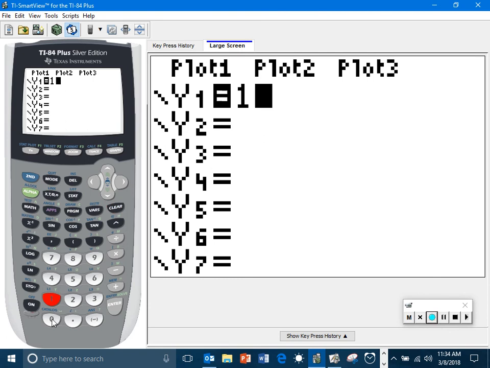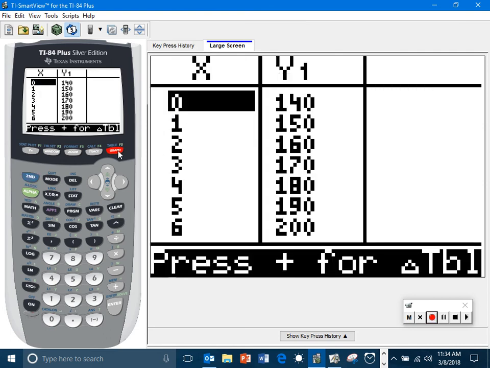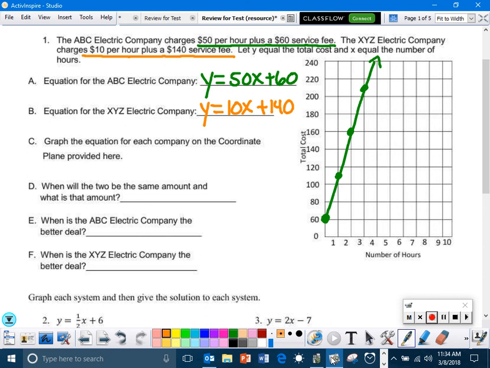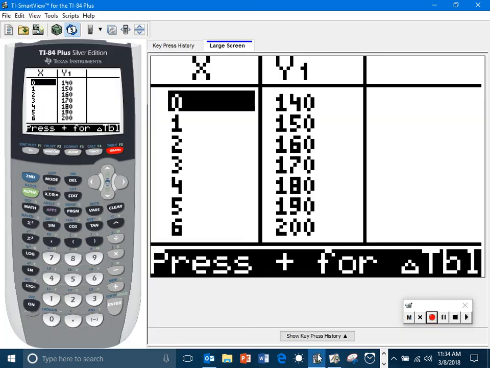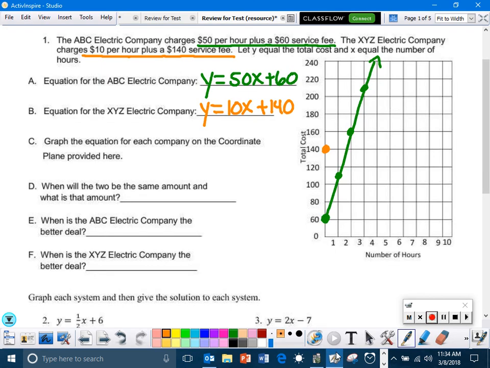So that one's $10 per hour plus a $140 service fee. All right, to the table. So we've got 0, 140. Okay, the next one says 150. Okay, well that's kind of in between. And then the next one is 160. Okay, and if I would continue that pattern, it would go like this.